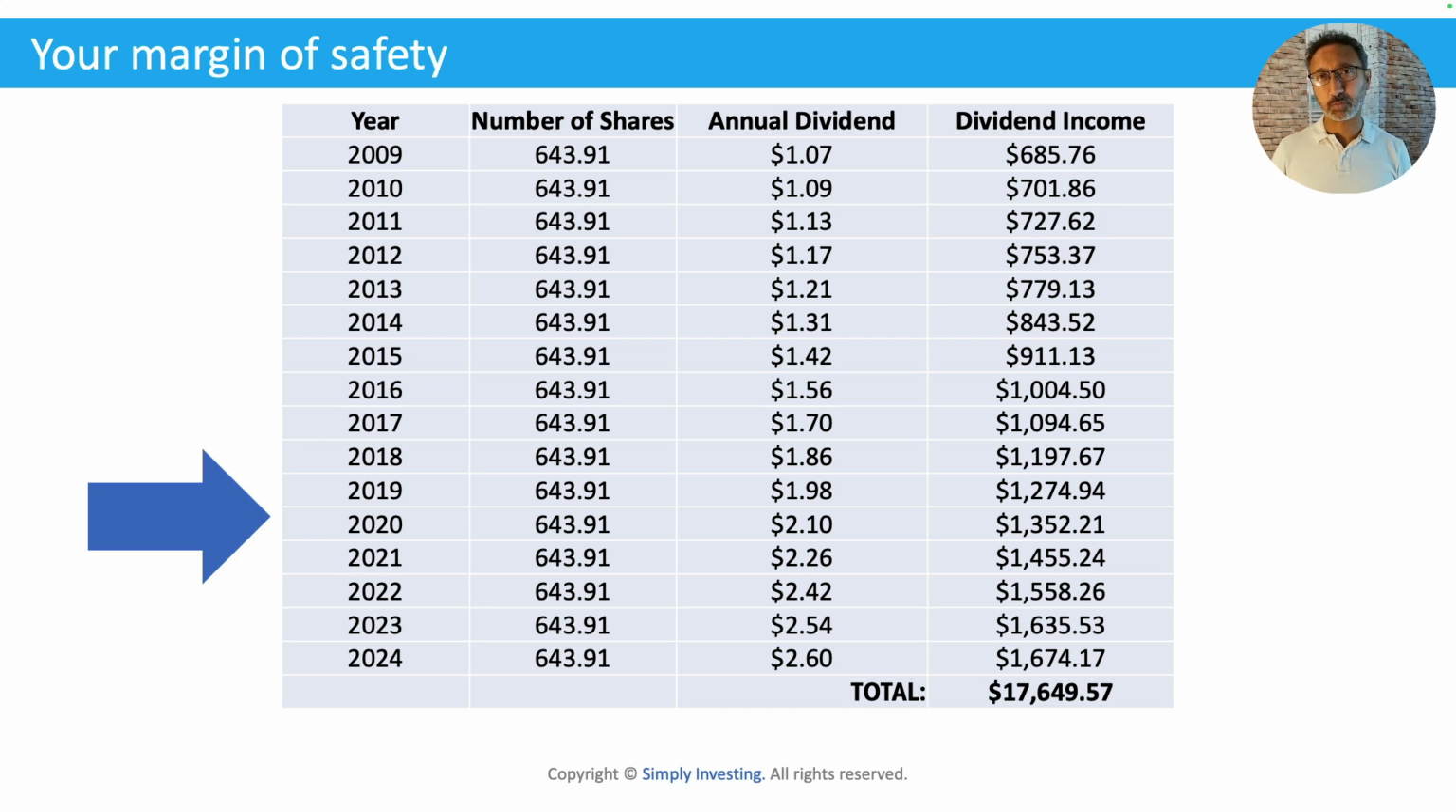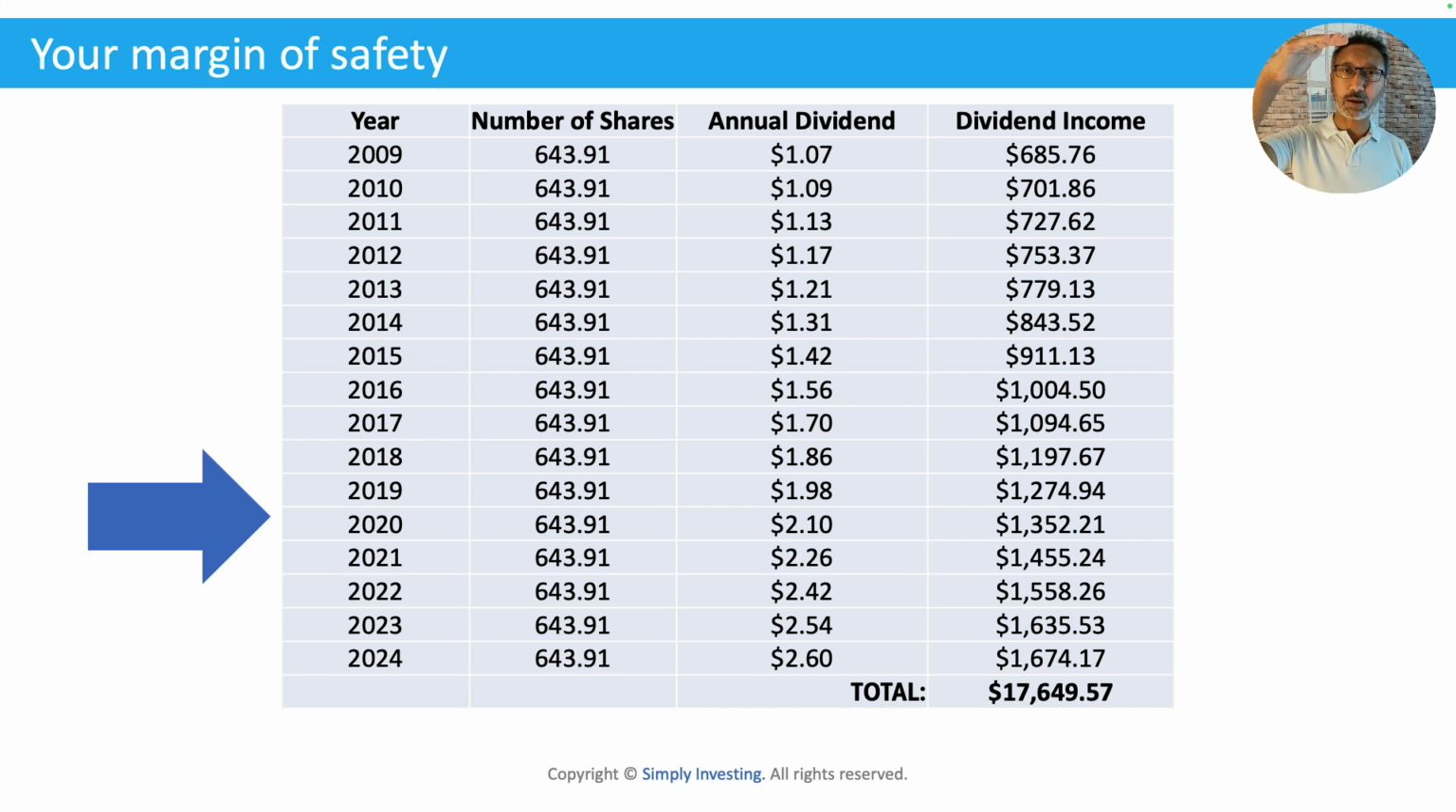That is the break-even point. By then, you would have received $10,000 in dividends, and that was your initial investment. So you can see what's happening here with the margin of safety. Initially in 2009, your maximum that you stood to lose was $10,000, but then you received some dividends.